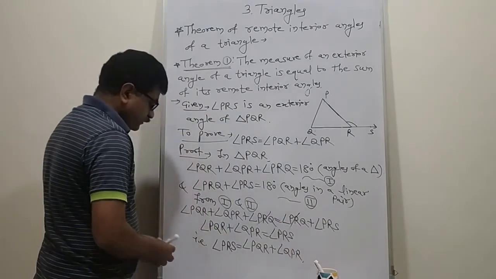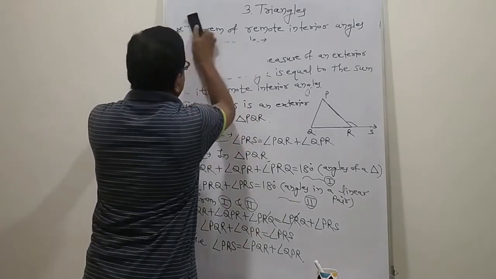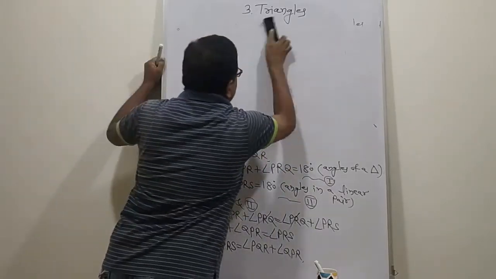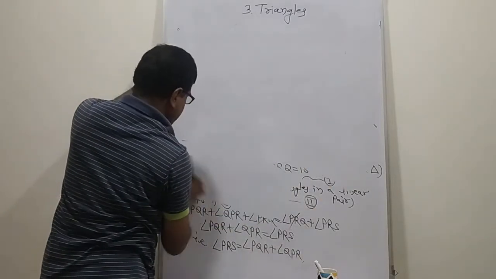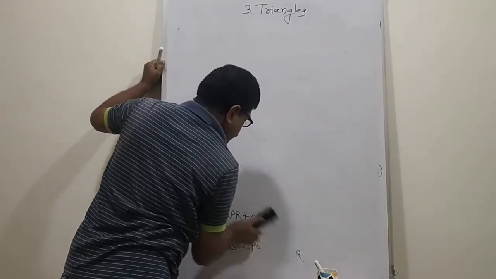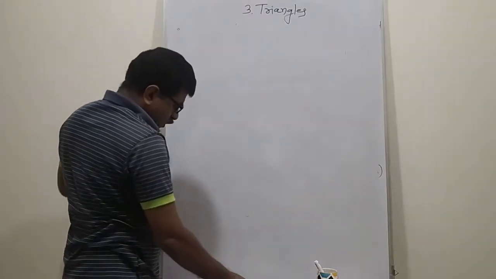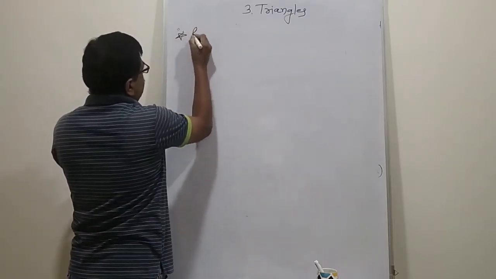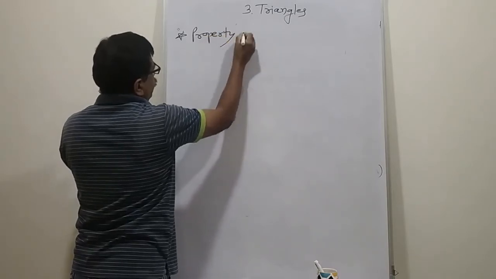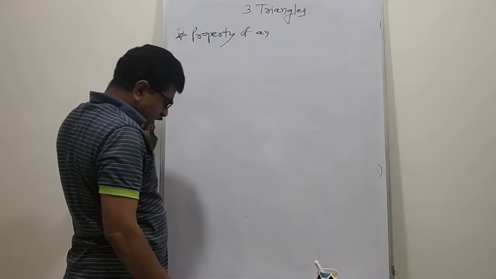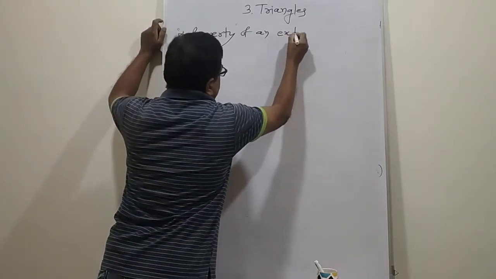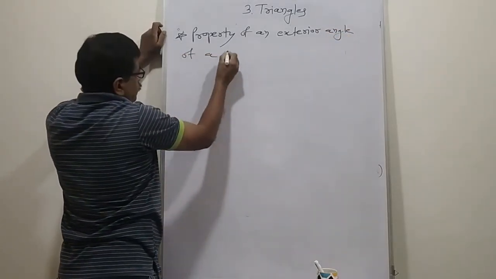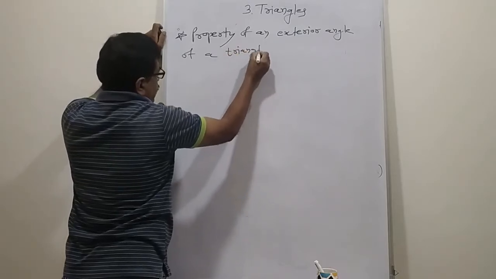Now write down the next point: property of an exterior angle of a triangle.